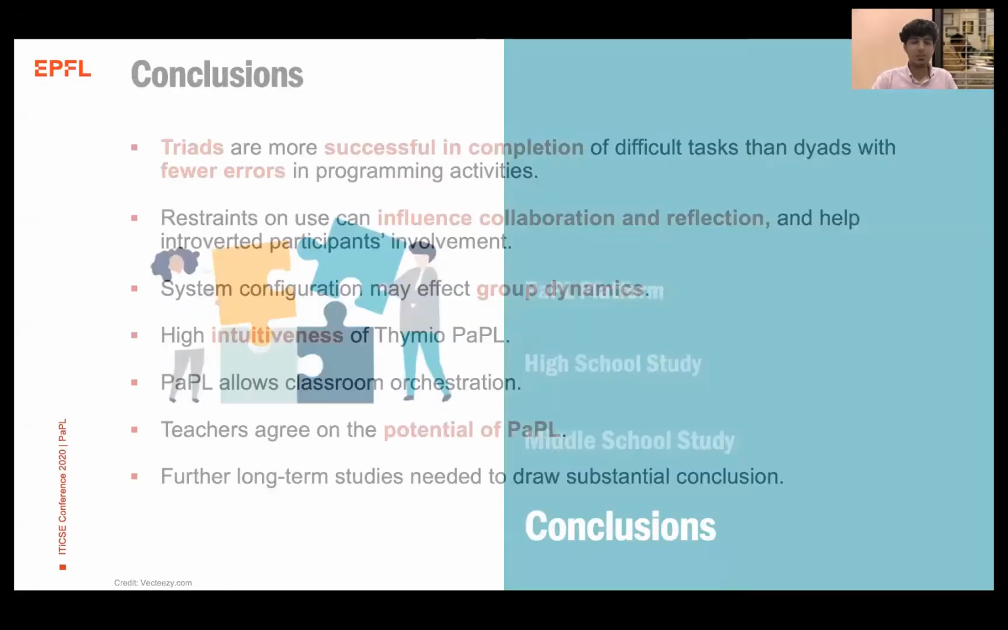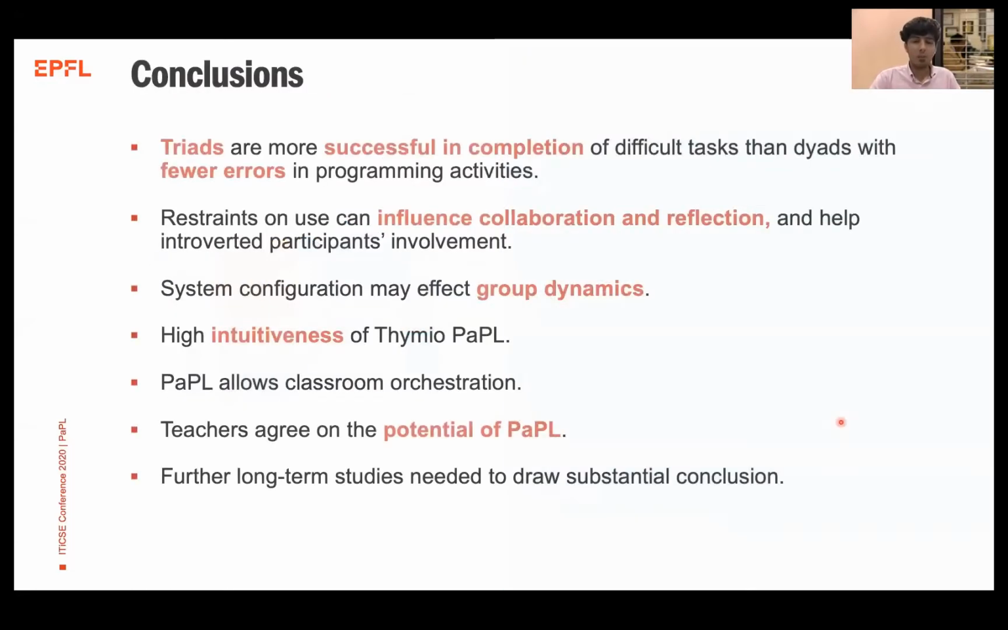So in conclusion, from the first study, we found that triads were more successful in completion of difficult tasks as compared to dyads, and they also committed fewer errors. There could be that a group of 3 members provides better scrutiny of the programs loaded as compared to a group of 2.